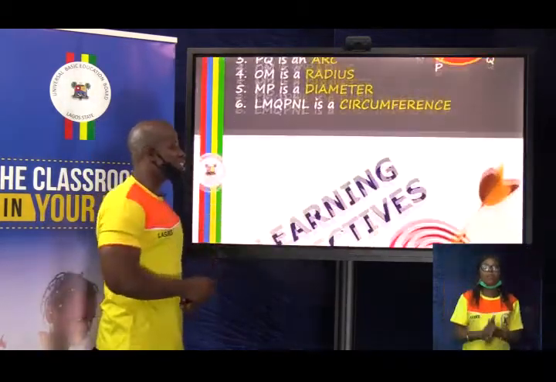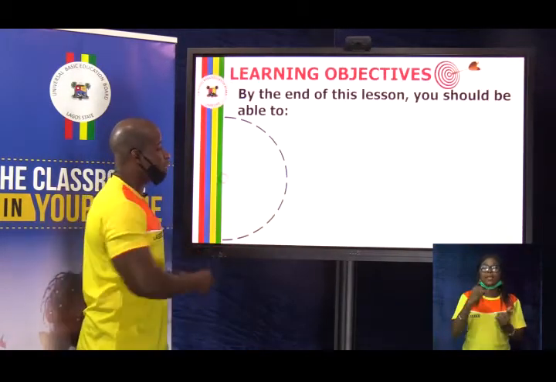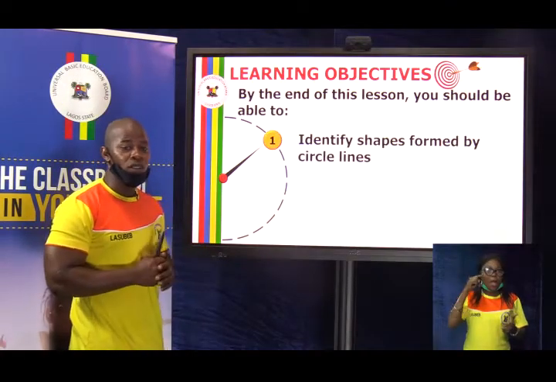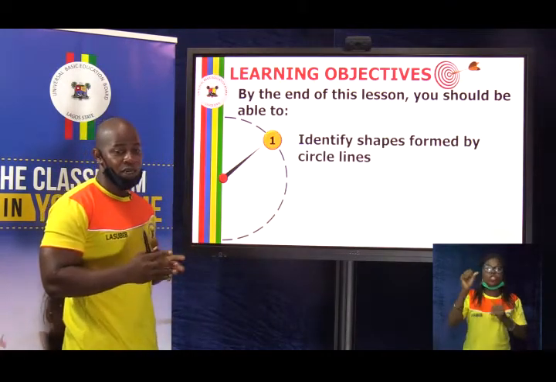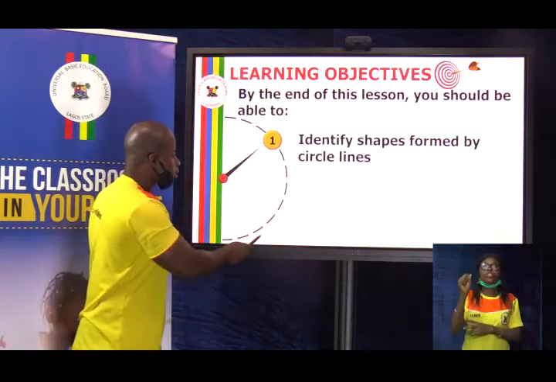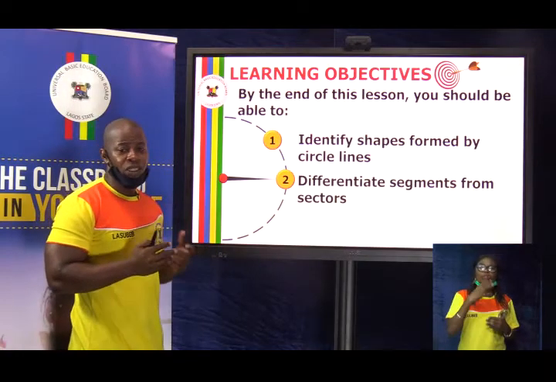Now, moving on to today's lesson. What's our lesson objective? By the end of this lesson, you should be able to identify shapes that are formed by the circle lines. Remember, I said that today we'll be focusing on the shapes that are formed by the circle lines. Next, you should be able to differentiate between segments and sectors.